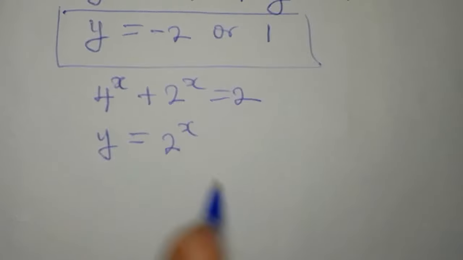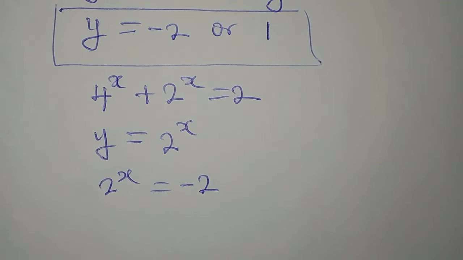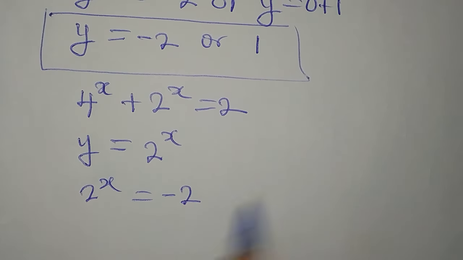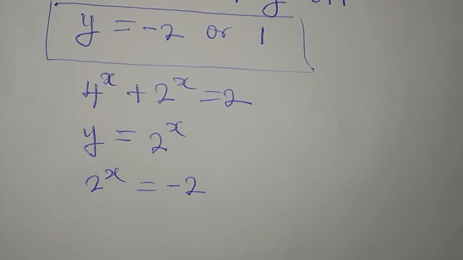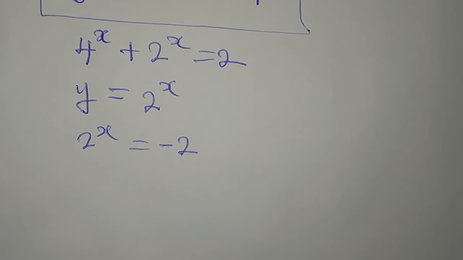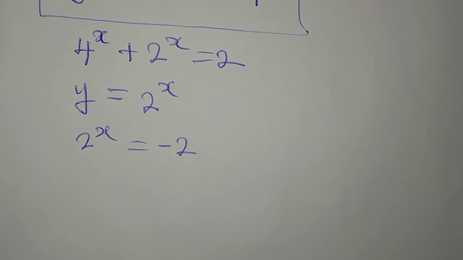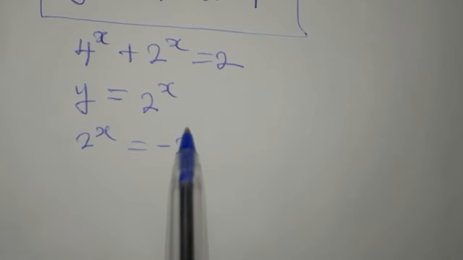Now, if we put the first value of y, it will now be 2 to the power of x equals minus 2. But there is no real value of x that will give this, that will give minus 2. Now, you might want to put 0. 2 to the power of 0 is equal to 1, right? And that is even more than this minus 2. Then if you put 2 to the power of negative 1, 2 to the power of negative 1 is 1 over 2. And 1 over 2 is the same as 0.5, so it is not giving us this.